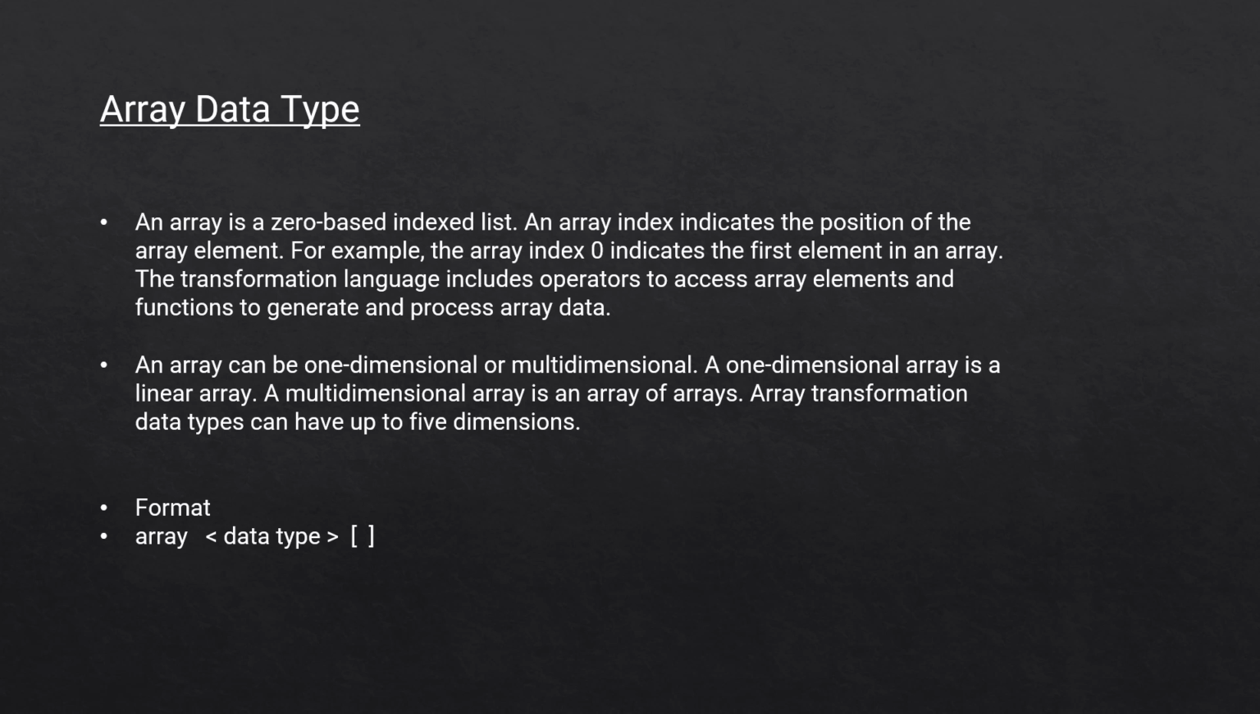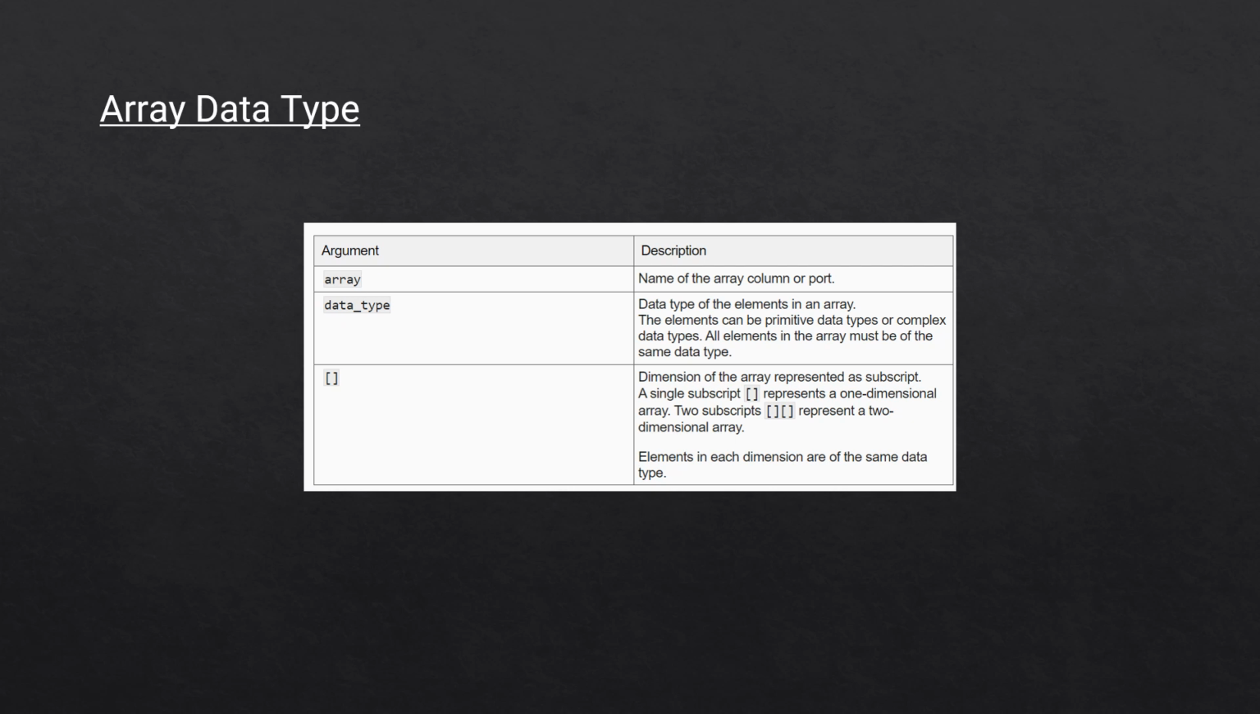In the format of array, it is given here: the array data type followed by a closed bracket. If there is only one, it is one-dimensional. If there is one or more, it is known as a multi-dimensional array. The array description is given like this: the name of the array or column, and the data type of the elements in the array. The elements can be of primitive or complex data type. All elements in an array must be of the same data type. The dimension of an array is represented as a subscript in square brackets. A single subscript represents a one-dimensional array, as I said earlier. Two subscripts represent a two-dimensional array. Elements in each dimension are of the same data type. That we want to remember.